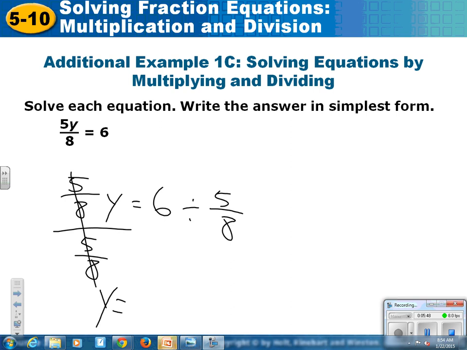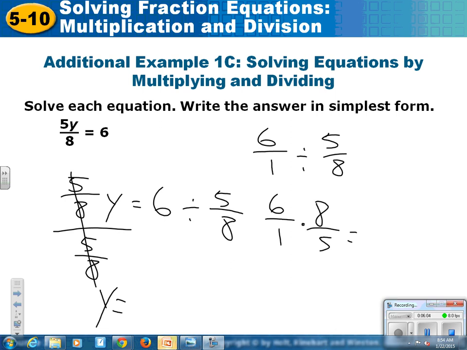Get them into fraction form, both of them. So we have 6 over 1 divided by 5/8. And actually, we just need to then flip it around. We have 6 over 1 times 8 over 5.